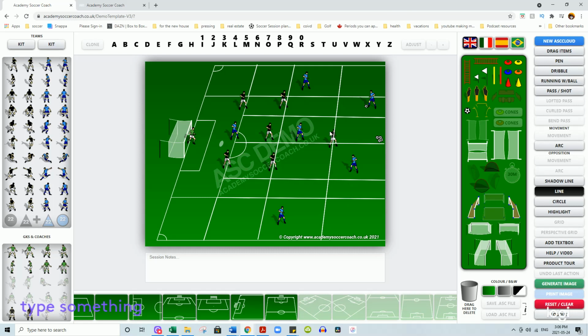Welcome to a Gladiator Academy soccer session on breaking the lines. I was looking around and I really couldn't find anything realistic online, so I decided to come up with my own session, and I think this is pretty realistic.